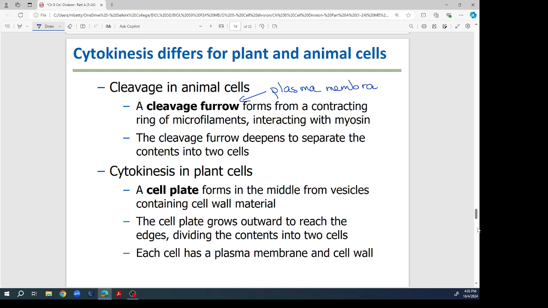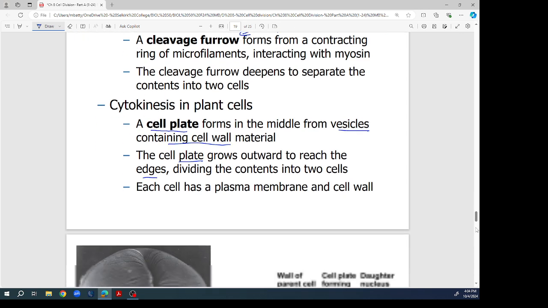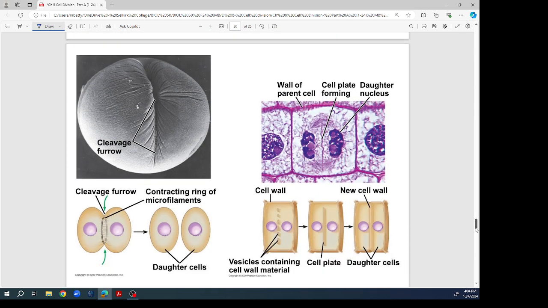And in plant cells, we have both a plasma membrane and a cell wall. So what forms in plants is a cell wall. We have vesicles depositing materials for a cell wall in the middle, and that cell plate grows out. It sort of hovers in the middle and then extends to the edges, dividing the contents of the two cells. And so both of the cells have a plasma membrane and a cell wall in the new cells that are formed. These are images of both. So these would be animal cells over here, and this would be a schematic of plant cells.